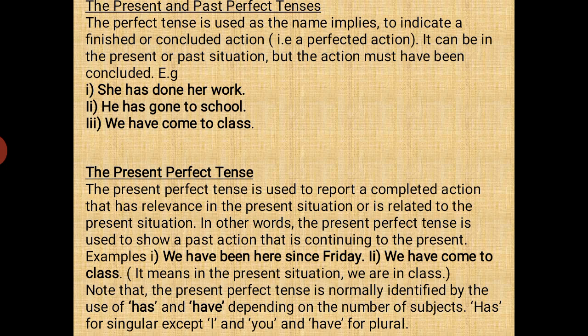Note that the present perfect tense is normally identified by the use of has and have. We use has and have to identify present perfect tense. Depending on the number of subjects, has is used for singular subjects and have for the plural, except I and you, which take have.